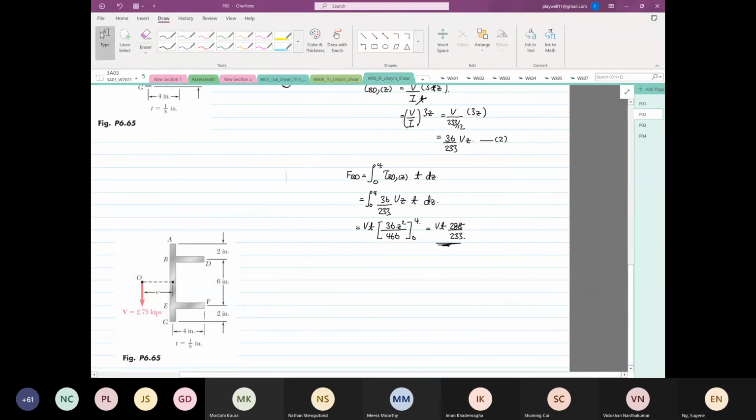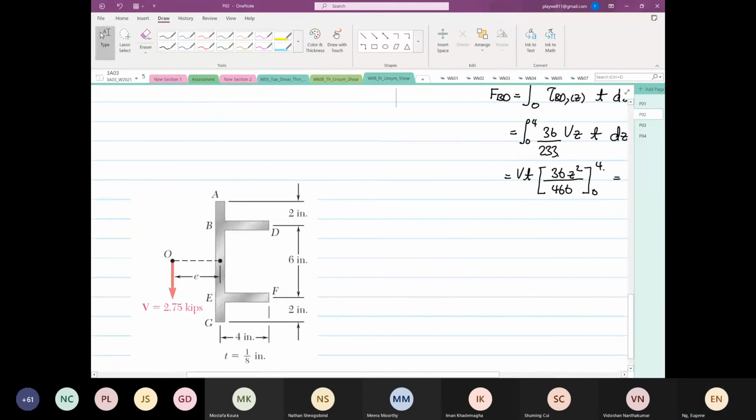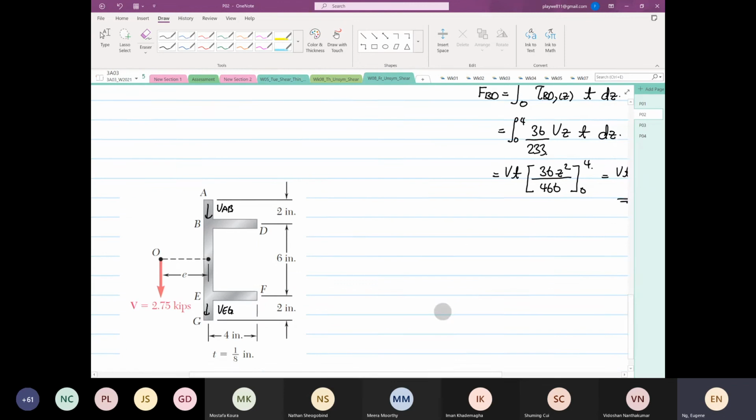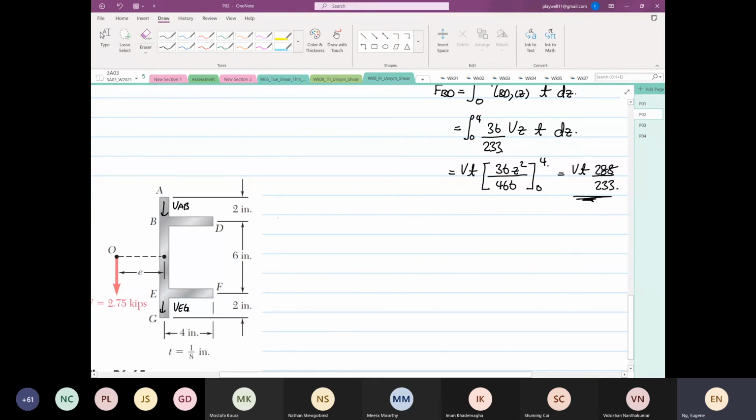Okay. So this is VAB and this is VEG. Okay. So do we need to actually find VAB and VEG? The answer is no. Okay, that saves us a lot of work.